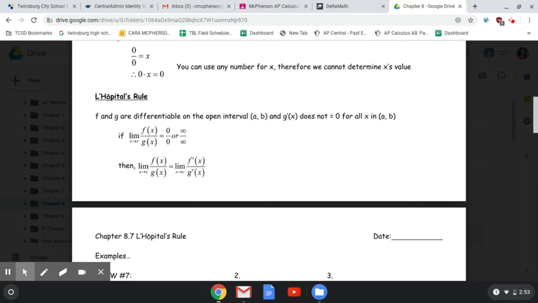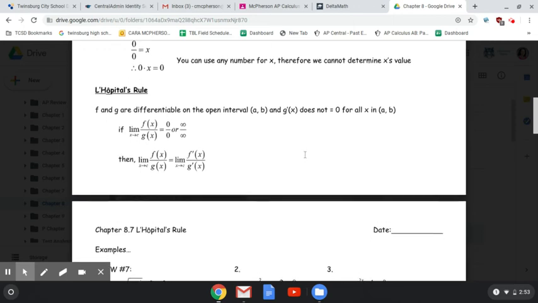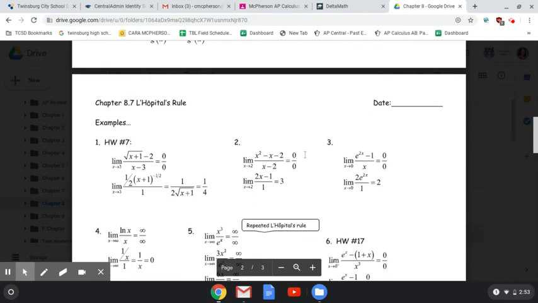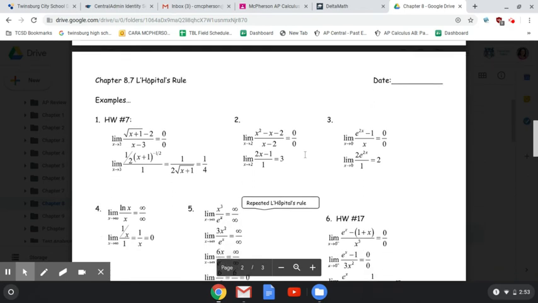This is not a quotient rule. You're not doing any sort of deriving with the entire numerator and denominator. You're actually looking at each of them separately. Again, makes a lot more sense if you can see some examples. So here are my examples that I normally do in class. I have other examples that I'm going to put out on a PowerPoint that you can take a look at, give you some other opportunities to try on your own, but at least this gives you a starter.